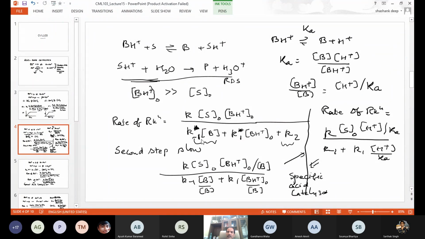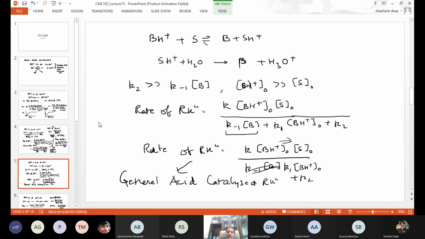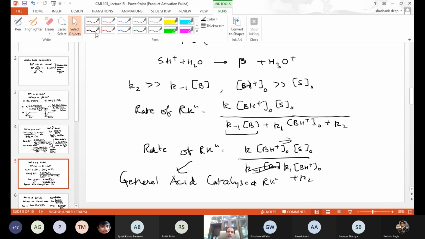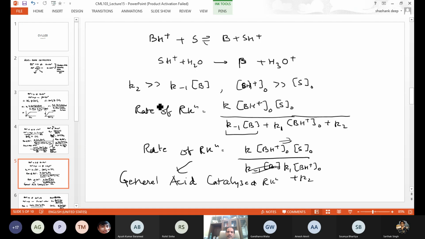Okay, so please keep that in mind: only when the second step is slow is it a specific acid catalyzed reaction. Let's see what will happen when the second step is not slow. This is the case we are going to see here.